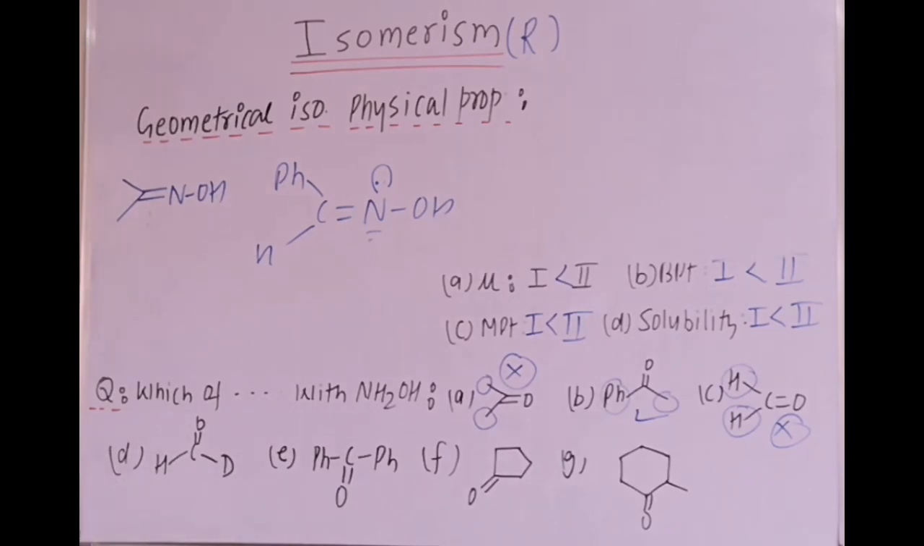In the next one, carbon contains two groups and both are different. One is H, one is deuterium, that is an isotope. These are considered to be two different groups. So this will show geometrical isomerism after reaction with NH2OH, or this product oxime will show GI. In the next example, carbon contains two same groups, so the oxime which is formed will not show any geometrical isomerism.